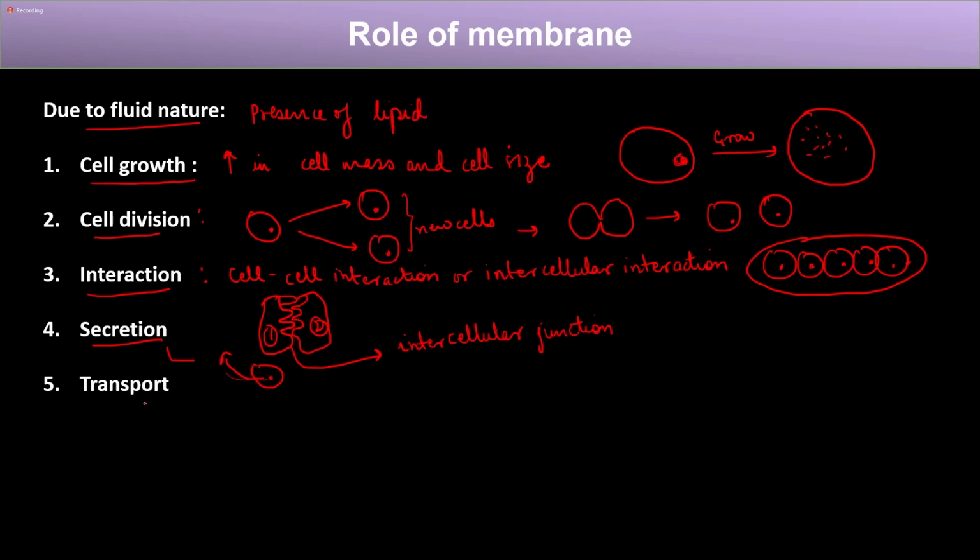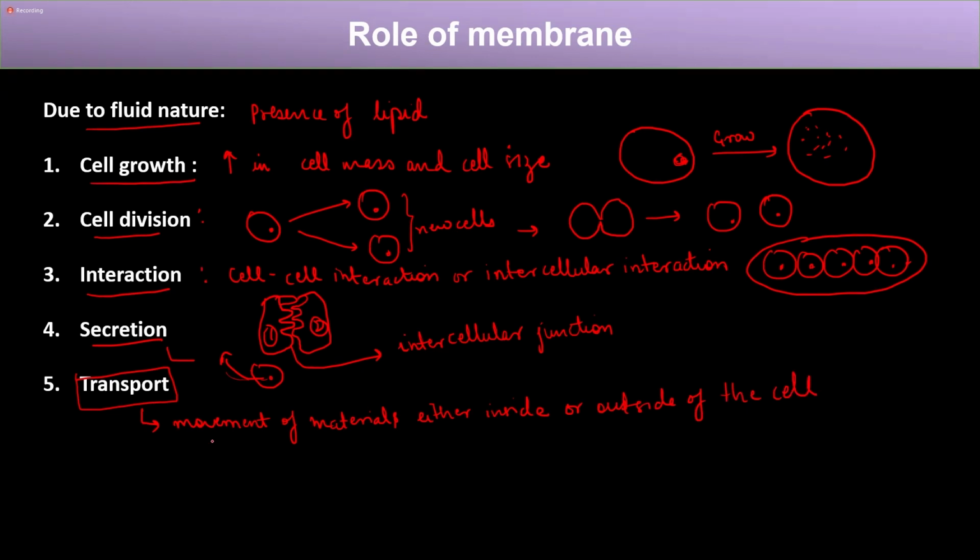And the next is transport. One of the major functions of a plasma membrane is transportation. Transportation is basically the movement of materials either inside or outside of the cell. Now we will study in detail how transportation takes place through a plasma membrane.